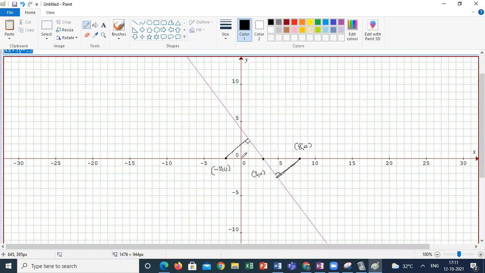The heights must be the same. Suppose I'm taking this as the base, this point is exactly the midpoint of the segment. So the corresponding heights must be the same. And using the congruency concept also, I can say both the triangles are congruent because this is a right angle, and these are vertically opposite angles.